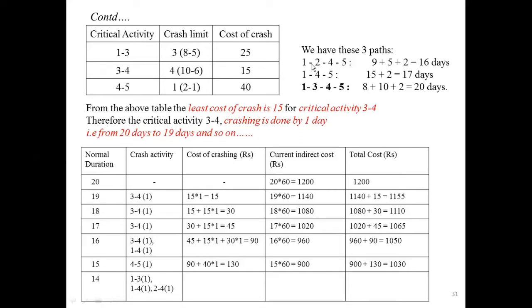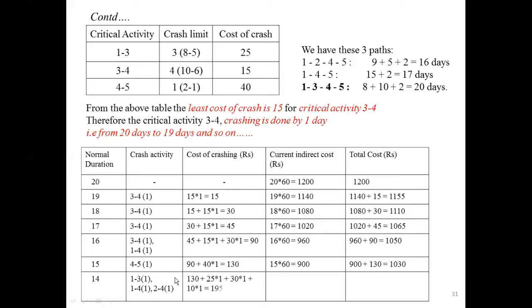Then in this path, 1 to 2, 2 to 4, and 4 to 5, 4 to 5 is over, because the maximum crash limit is 1 day. If you compare 1 to 2 and 2 to 4, the cost of crashing for 2 to 4 is less. That is 10 rupees in the given table, and hence I chose 2 to 4 by 1 day.